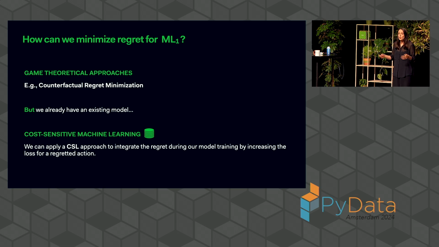But in our case, we don't want to replace the model that we have with something totally new. We just want to integrate the regret information into an existing model. And a simple solution to do that is cost-sensitive machine learning. So the idea here is that we just introduce the regret information during training of a model by increasing the loss for actions that fell into a regret node. So for actions where we would say this one we would have regretted.